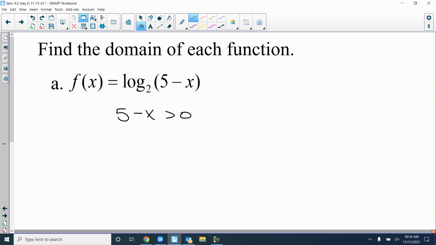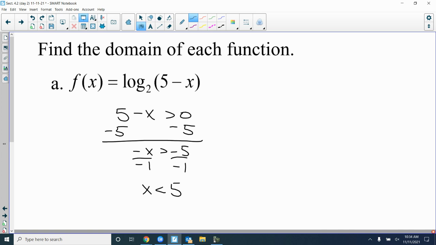So depending on how you solve this, I'm going to subtract 5. You could add x. That's absolutely fine. Negative x is greater than -5, but this is just a little reminder here. What happens when we divide by a negative? Flip the sign. So I got x is less than 5. So my domain, always put this in interval notation, -infinity to 5. Okay, that'll be my domain.